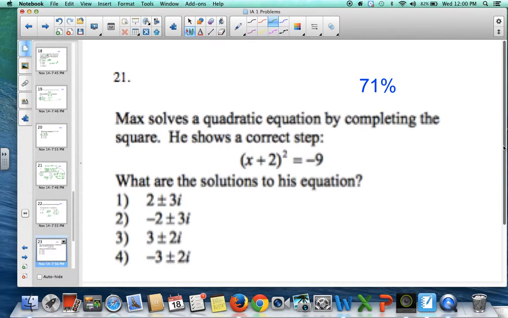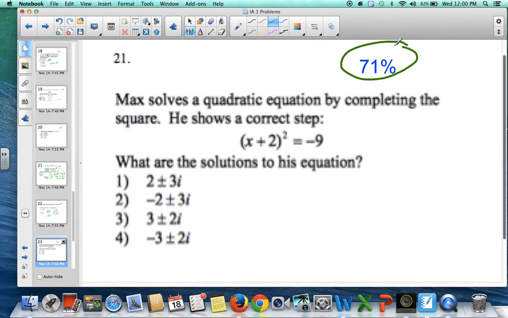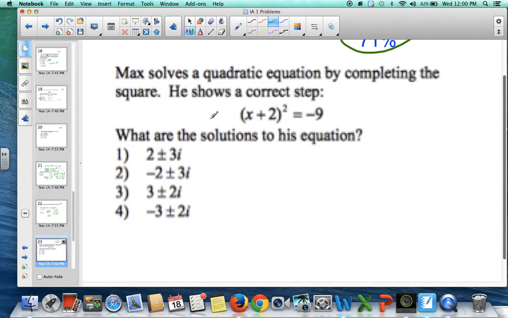And then we move on to this one here. Most people have been pretty good, and this was a decent showing. We can get a little better, but that's pretty good. Quite a few people got this correct. Max solves a quadratic by completing the square. He shows a correct step.